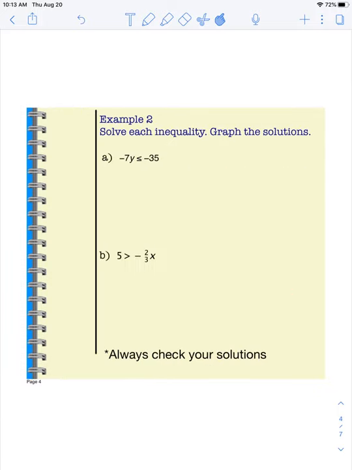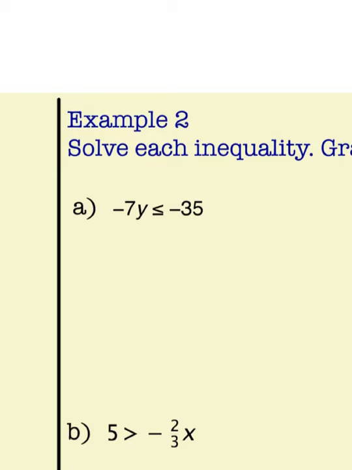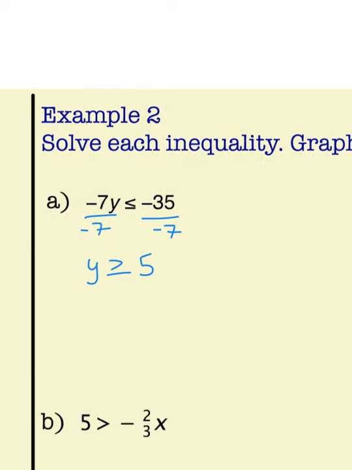All right, so now let's practice this. We have negative 7 times y is less than or equal to negative 35. To get y by itself, I have to divide by negative 7. When I divide by negative 7, I'm going to flip the inequality sign. So it was y is less than or equal to. Now it's y is greater than or equal to. Negative 35 divided by negative 7 is positive 5.